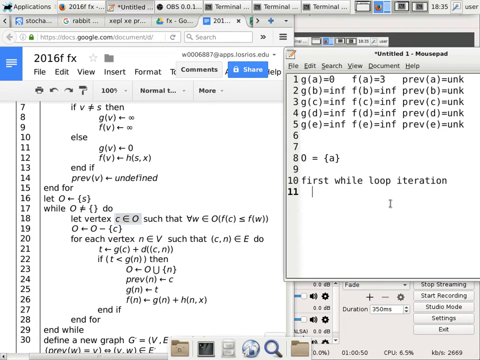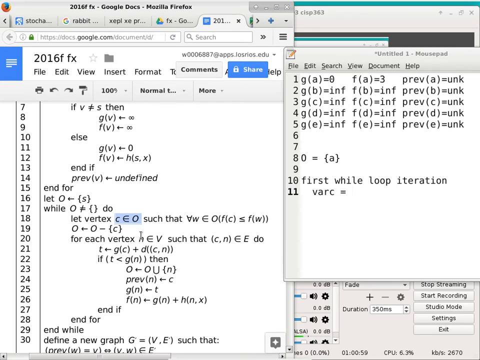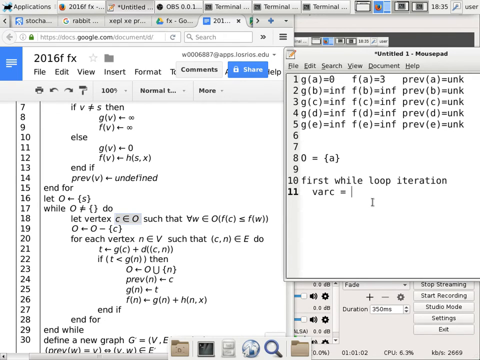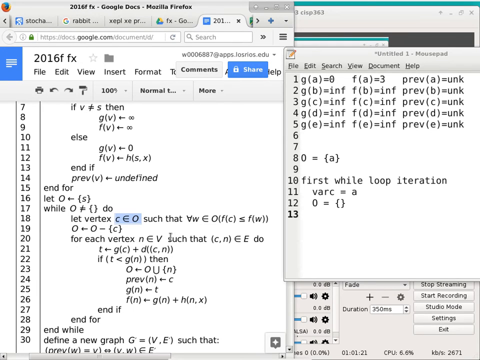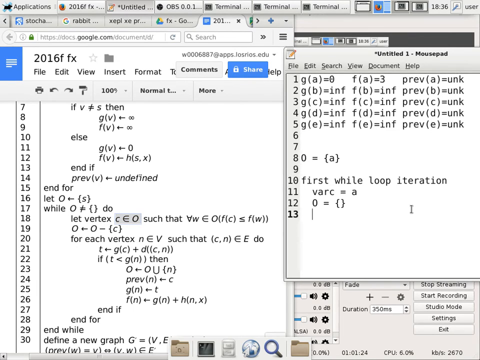So without even comparing, I can already see that this is going to be confusing because we have vertex C, but we also have a variable C in this case. So I'm going to use var C to represent variable C, which is this guy here. So variable C has no choice but to be the value of vertex A. Is that okay? Because that's the only element. But after this, we also want to remove that element from big O. So big O is now an empty set. So now we go into the for each vertex loop here. Iteration 1 of the for each loop.